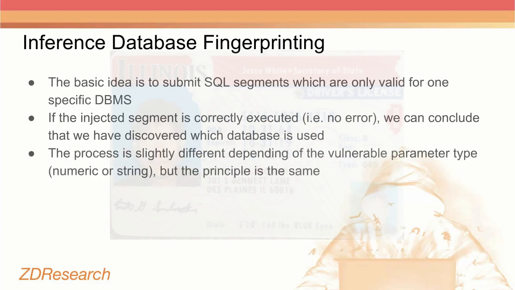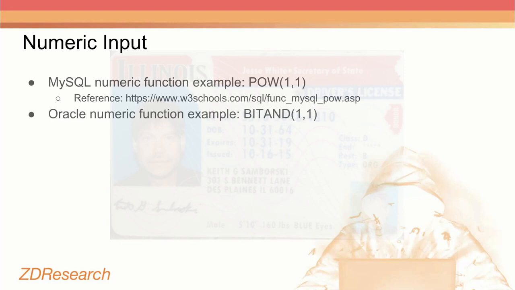This is the method that SQL Map uses, and it's a little hard to know all of these segments that are valid in different versions and different databases, but you can easily Google for them and find them. For example, if we can only have a number input, the method for detecting MySQL is using the pow function, which is for computing the power. It only exists in MySQL, and it shows that the database is a MySQL database. If this runs correctly, then we run MySQL, and this is the reference for that.